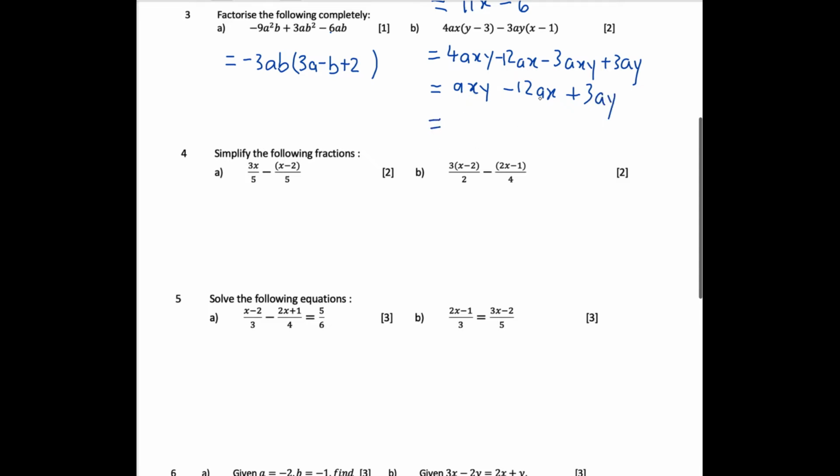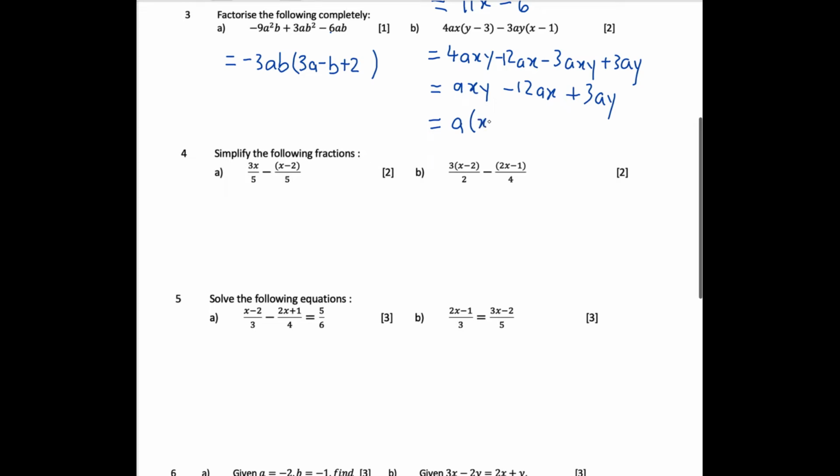The only common factor is a. We have an a term here, a and a. So a is common. X is not common because we don't have x here. Y is not common because we don't have y here. All right, so we have taken out a from axy.